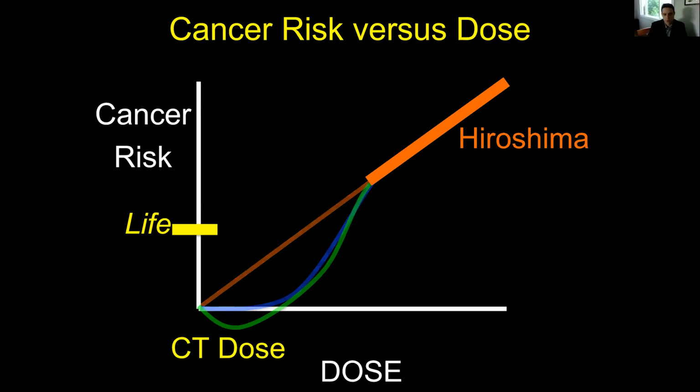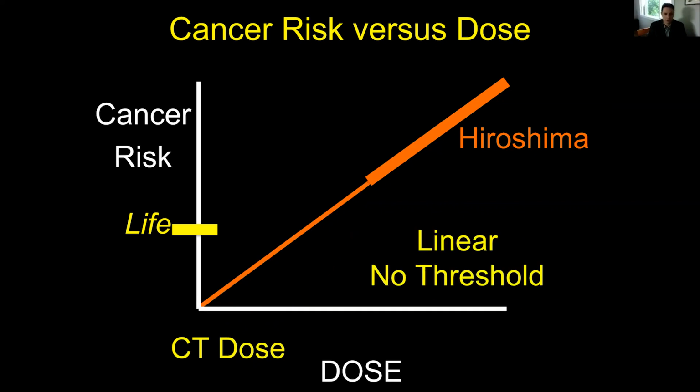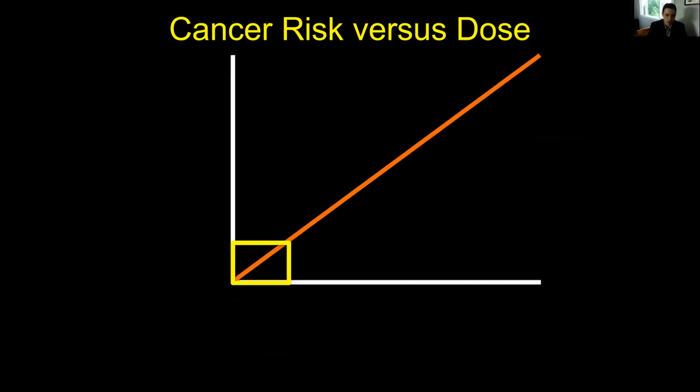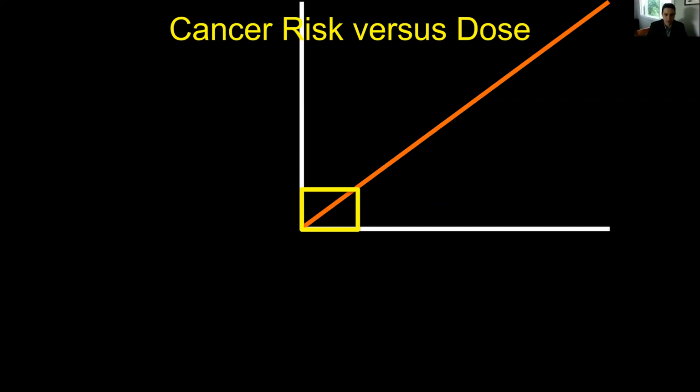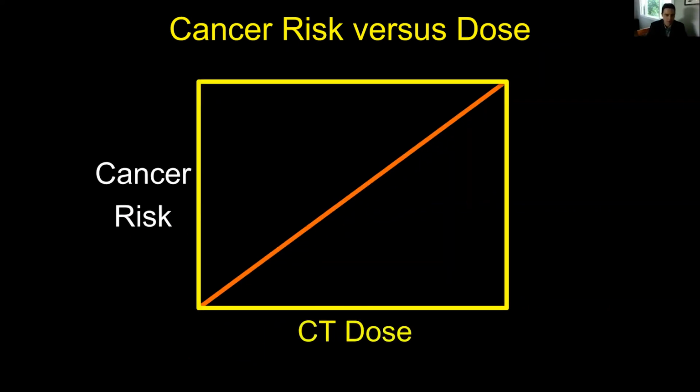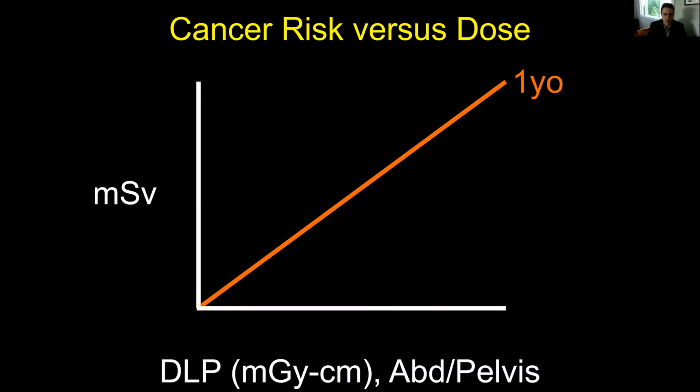We don't know. The safest and most conservative, and the basis of all the discussion in this lecture, is the linear no threshold. And there are people that disagree with that, but the consensus is let's be on the safe side. So here are our CT doses. Way down here, we're going to zoom that up because now we're going to talk about CT doses, which compared to Hiroshima are low. So we're now in the CT dose land. We're assuming linear no threshold and talking about cancer risk. So let's put some numbers on it.